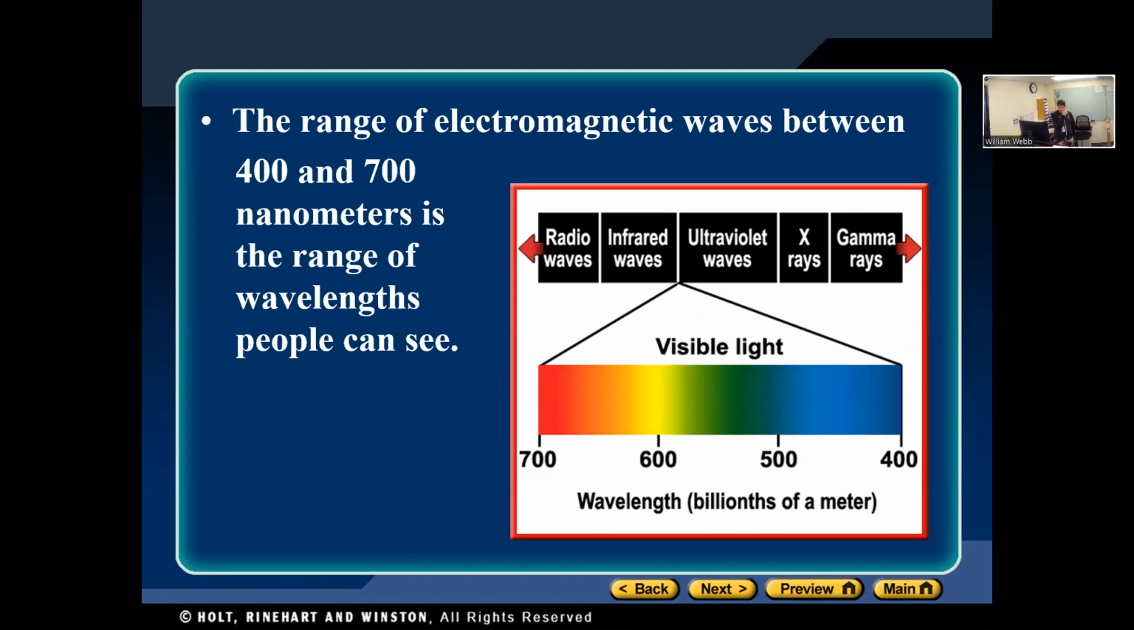All right, so here's just another view of the visible light, and from 400 to 700, 750 is all that our eyes can interpret. Everything above or below, everything that's smaller or larger than that, we can't see with our human eyes.